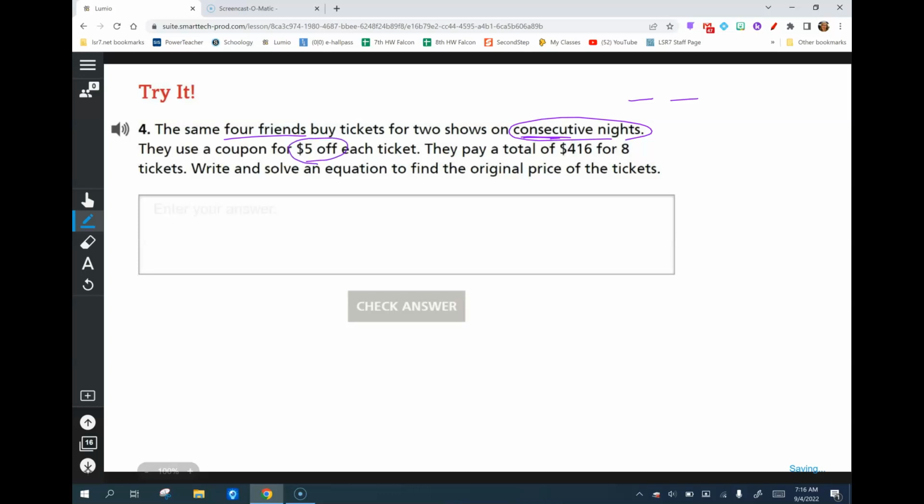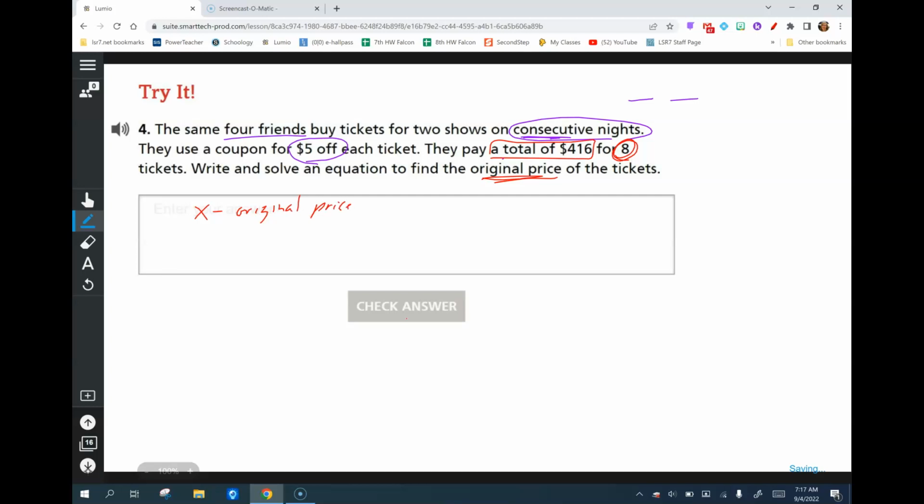They pay a total of $416 for 8 tickets. Okay, so let's go and symbolize this and look at what is happening. So we know that they want to find the original price. So X, whatever they're asking for, that's pretty much what you're always going to say that's what your X is going to be equal to. So X is the original price.